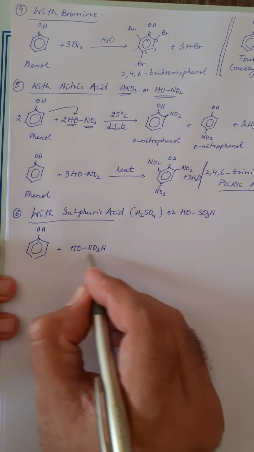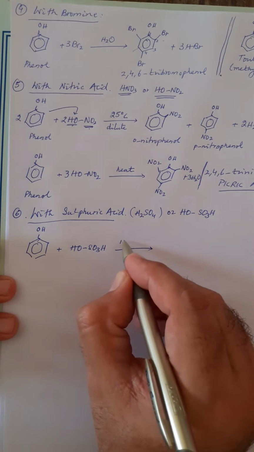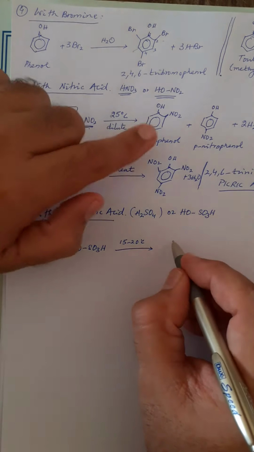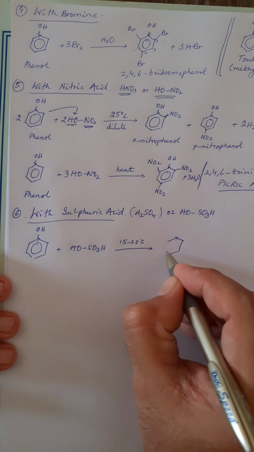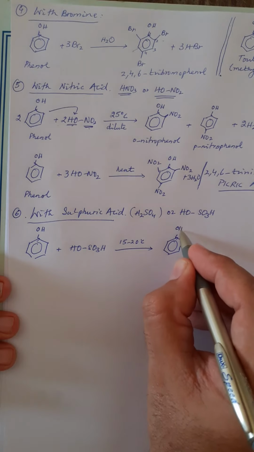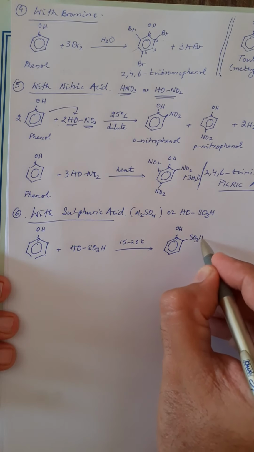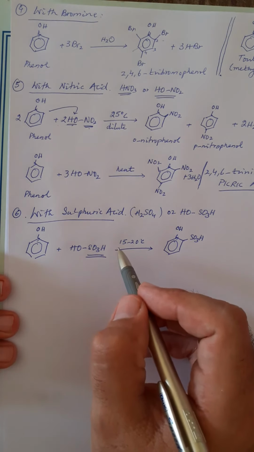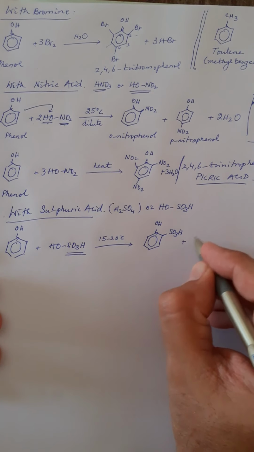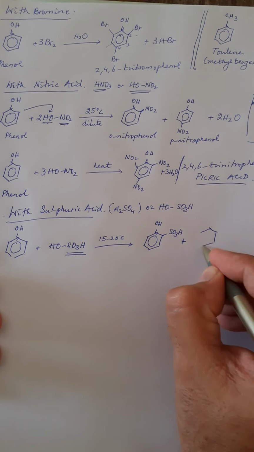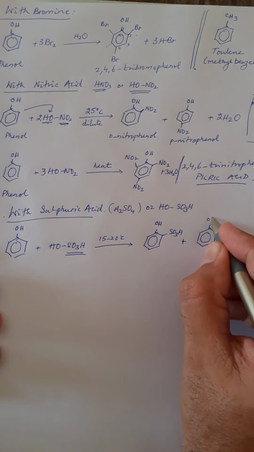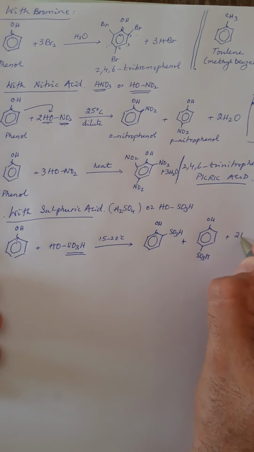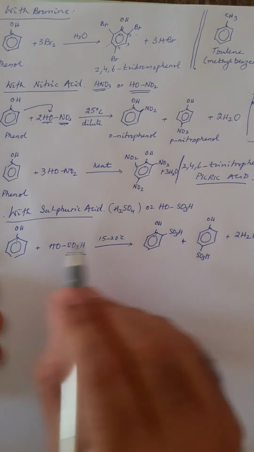HOSO3H. Still, this is H2SO4. If you go to room temperature, 15 to 20 degrees Celsius, you get ortho and para products, just like with nitric acid. So we make a benzene ring with the phenol OH and SO3H, because this is an electrophile. Guys, remember, these are electrophilic substitution reactions. And the second product is para. There is no meta because OH is not a meta directing group. OH is an ortho-para directing group.